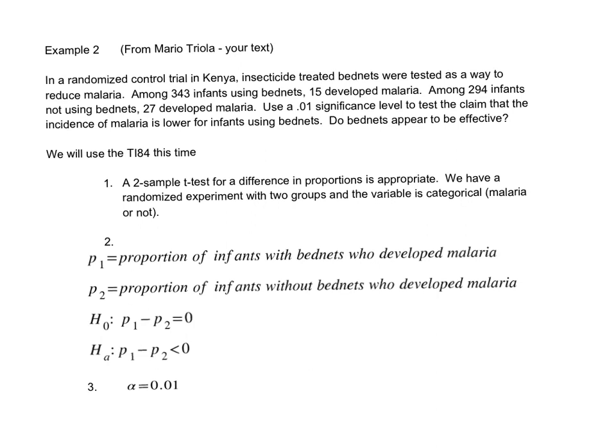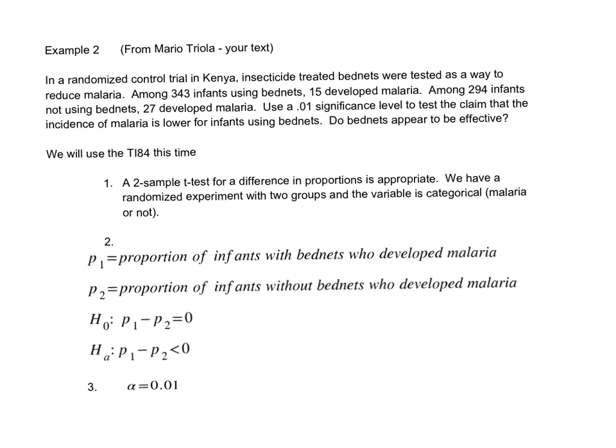We're going to have one group that had bed nets treated with insecticide, and we had another group where there were no bed nets used. So either they developed malaria or they did not develop malaria, and the two groups are bed nets and no bed nets.